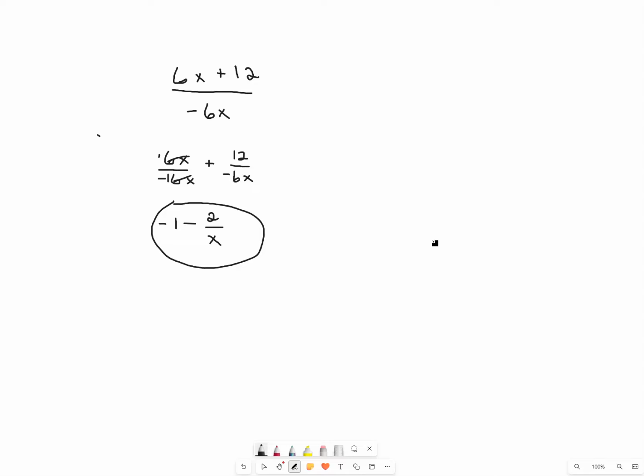And the directions said this: divide the polynomial by the monomial denominator by writing the fraction as the sum or difference of fractions. So I wrote it as a difference of fractions. Okay, let's take a look at one more. Let's take a look at this one.